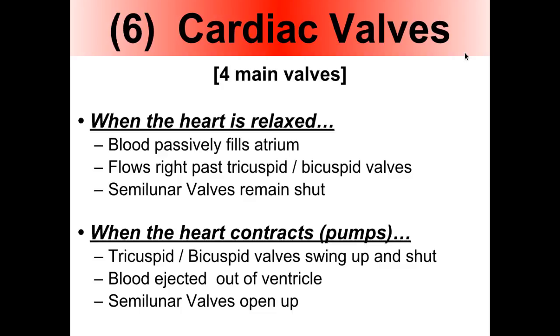What is their responsibility? To let blood pass through and to prevent blood from regurgitating, or coming back from where it came from. It also helps blood be ejected, or moved from one place to the other. So when the heart contracts, the bicuspid and tricuspid valves shut. When the heart relaxes, they open up to let blood flow through. And when the tricuspid and bicuspid valves are closed, your semilunar valves, the pulmonary and aortic valves, are open.